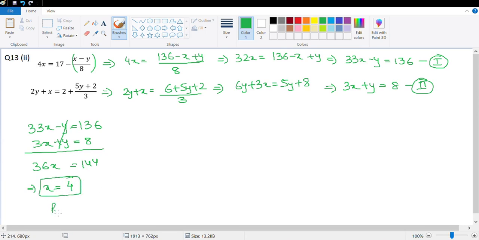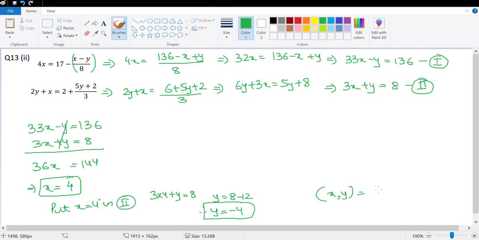Now put x is equal to 4 in, let's say, equation 2. That's a simpler equation. We get 3 into 4 plus y is equal to 8. That's y is equal to 8 minus 12. Therefore, y is equal to negative 4. So the final answer in the solution set form, (x, y) is equal to (4, negative 4). Done. Let's look at the next question.